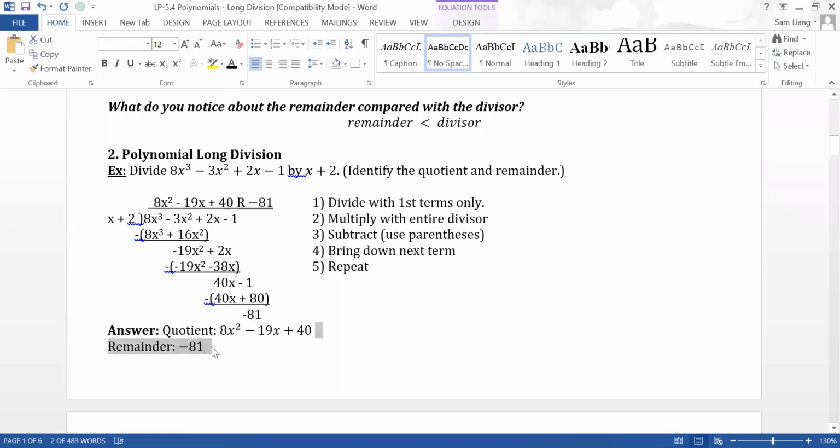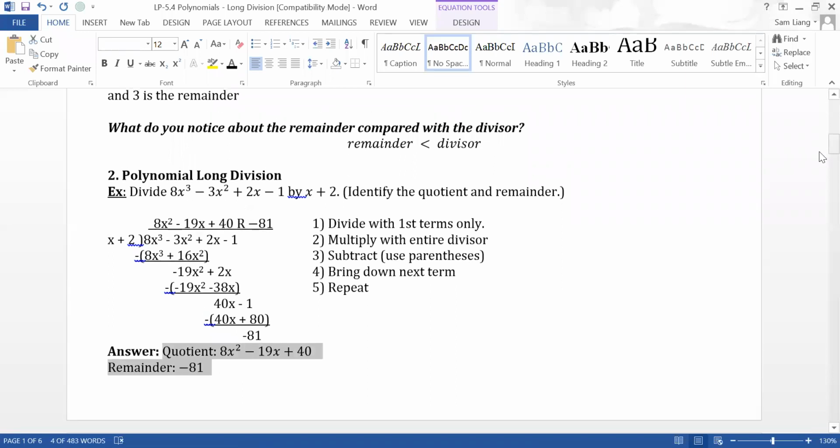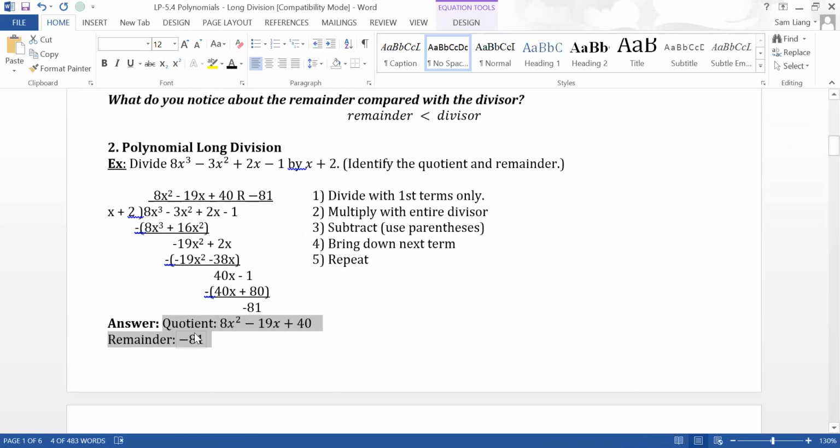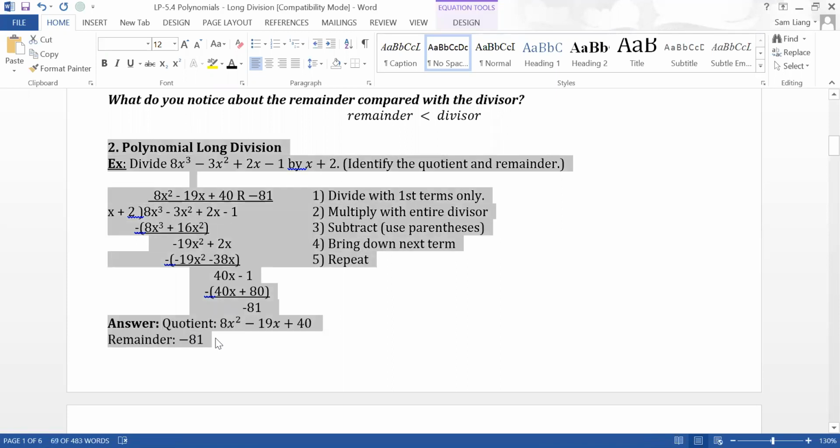Note here that this is how you would want to write your answer if they ask for the answer in this form. Quotient and remainder. Quotient is this. The remainder is negative 81. Rather than negative 81 divided by x plus 2, as we had in the second form right here. You don't want to write it like that. You want to write it just like this. Okay. All right, I'll give you a sec to copy this, and then we'll talk about the division algorithm.